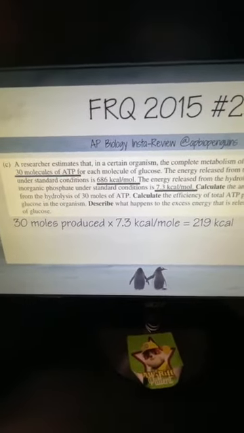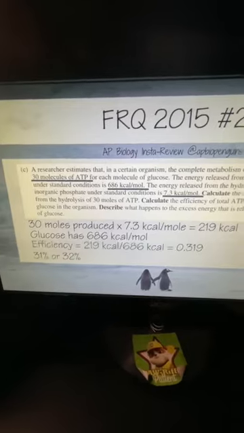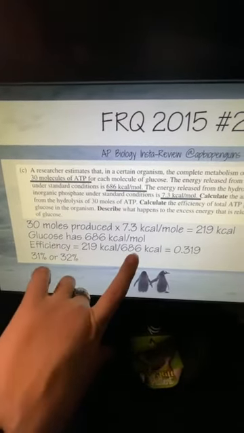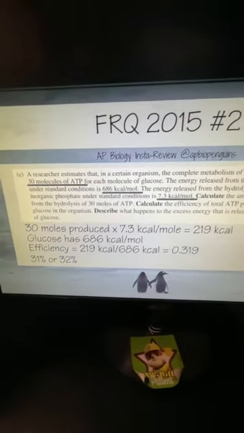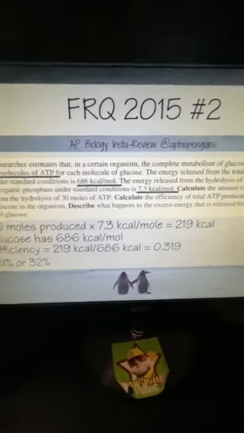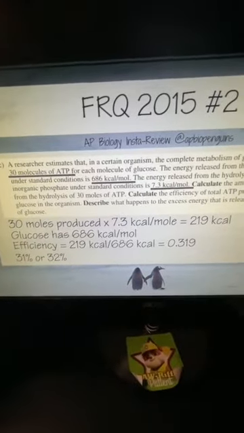Well, now we have to figure out, how efficient is that? So I just take that glucose is 686, and I do 219 divided by 686, giving me 0.319. So it's either 31 to 32% efficient. And then it asks us, well, where does that extra energy go? This 400 and whatever that we're missing, where does it go? Well, of course, all that energy is going to be released in the form of heat. And with that, I have finished.